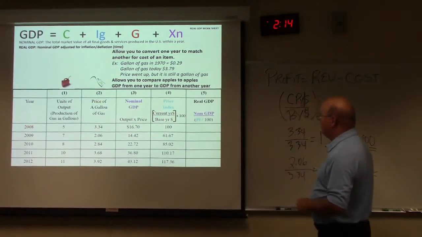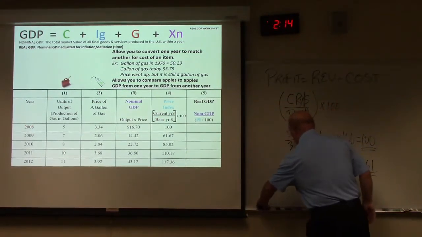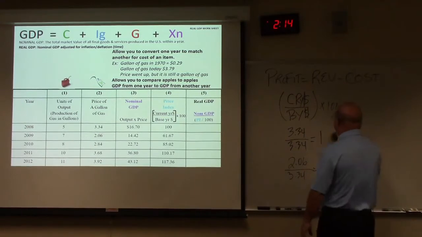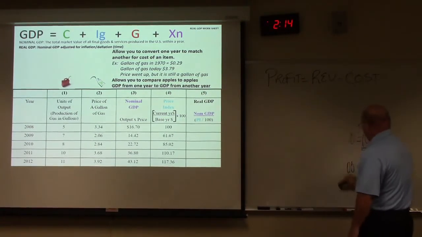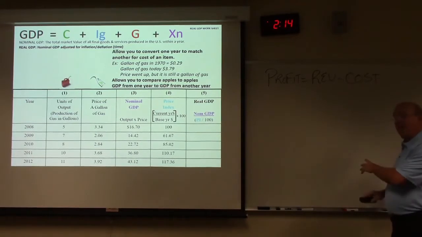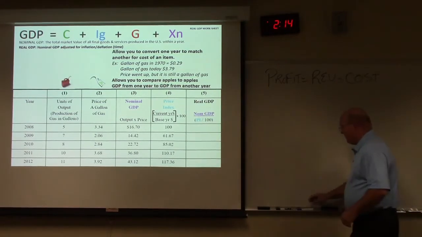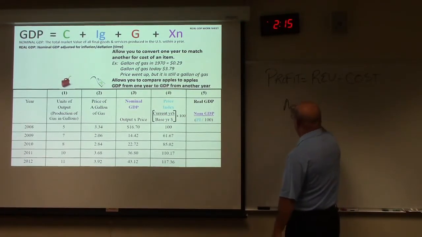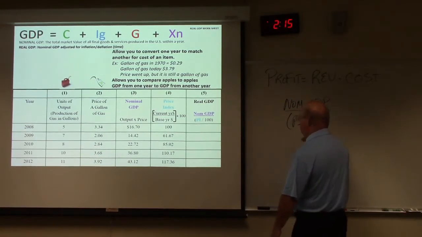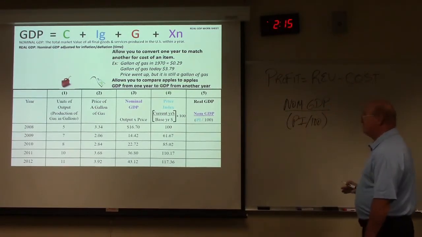So our next formula, this is how we calculate real GDP. Let's get rid of this part for a minute. If you missed that, back the tape up. All right. So the formula: nominal GDP divided by price index divided by 100. Now remember, if it's in parentheses, you got to do that first.